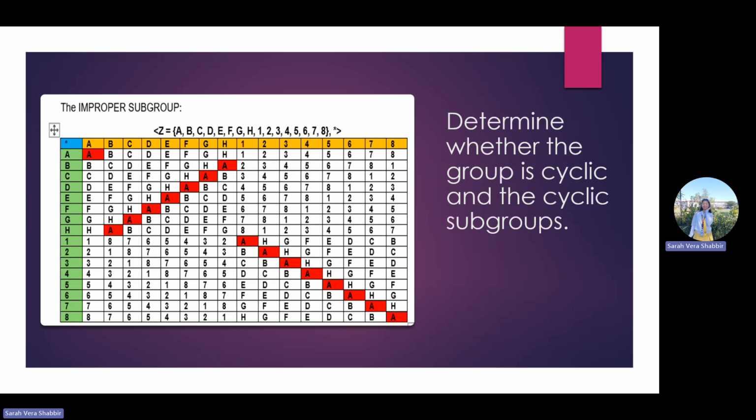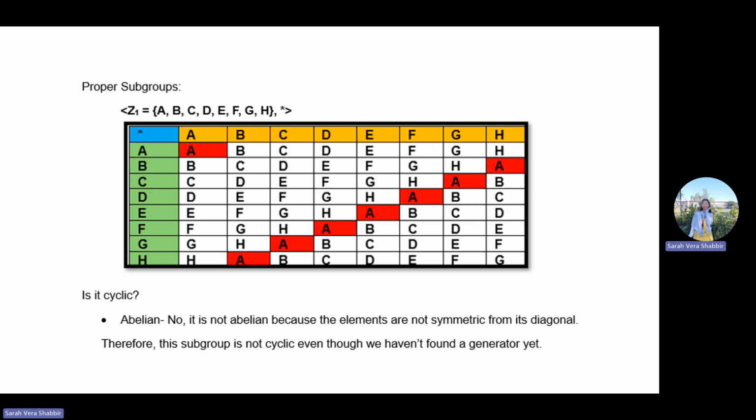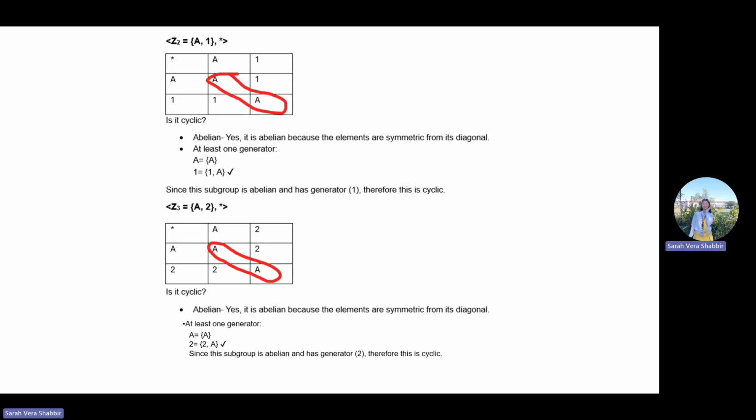Let's see the next subgroup. Now we have the proper subgroup Z sub 1 with the elements A, B, C, D, E, F, G, H. As we can see here, there is no symmetry as well. Therefore, it is not abelian since the elements are not symmetric from its diagonal. Therefore, this subgroup is not cyclic as well, even though we haven't found a generator yet. Now let's check our next proper subgroups.